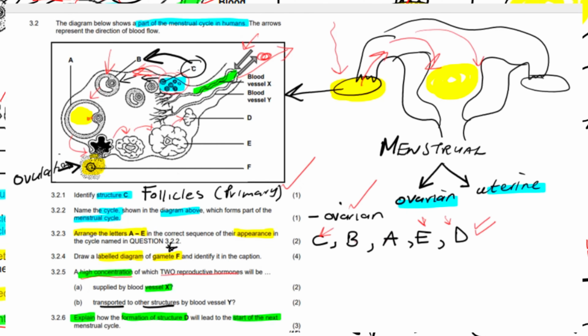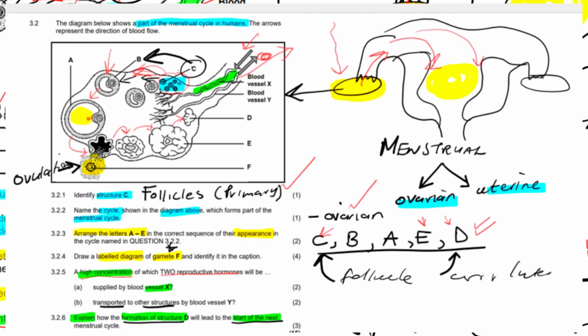So now they say explain how the formation of structure D will lead to the start of the next menstrual cycle. We have already written out a sequence of the menstrual cycle, that it starts at C, which is the primary follicle, and ends at this degenerated corpus luteum, right? So now it starts at the follicles, the primary ones, and ends at the corpus luteum, the shrunken corpus luteum. So the formation of this shrunken corpus luteum, or part D, this one, the small one, the formation, how will it lead to the next menstrual cycle?